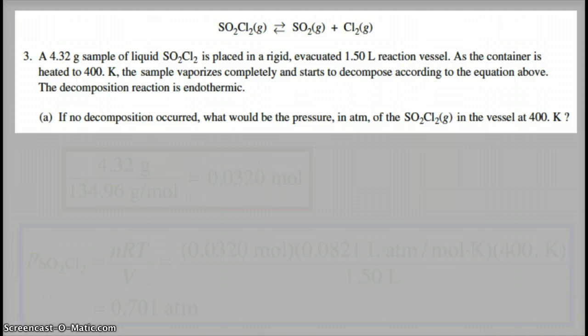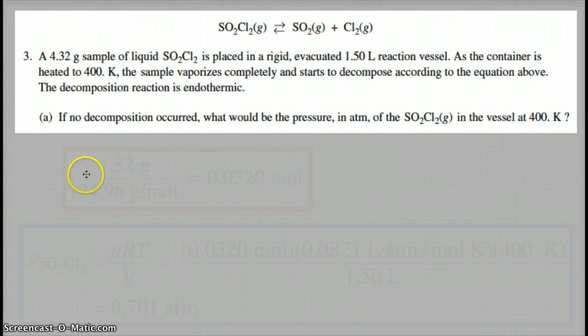The decomposition reaction is endothermic. That's going to be important later, so they gave us a little piece of information there for later. Now, if no decomposition occurs, what would the pressure be in atmospheres in the vessel? Okay, so I'm hoping you see you've got a volume here, you've got a temperature here, we're looking for pressure, we have a gram sample which we can easily turn to moles. That screams PV=nRT. So let's do that.